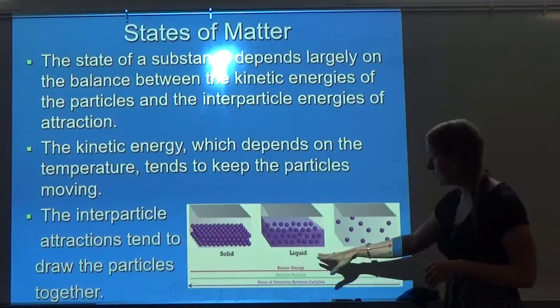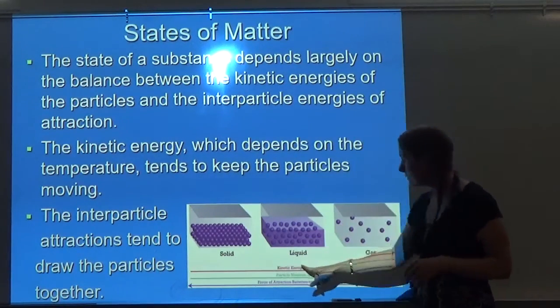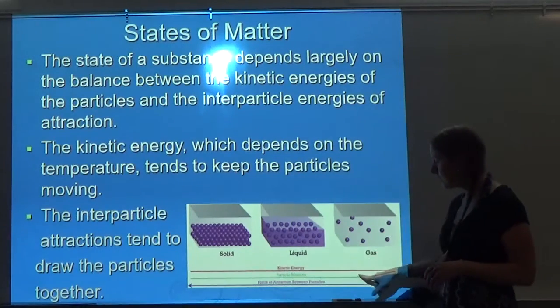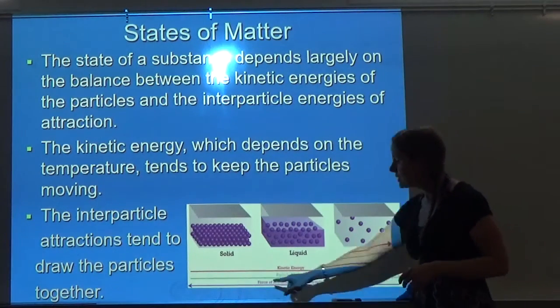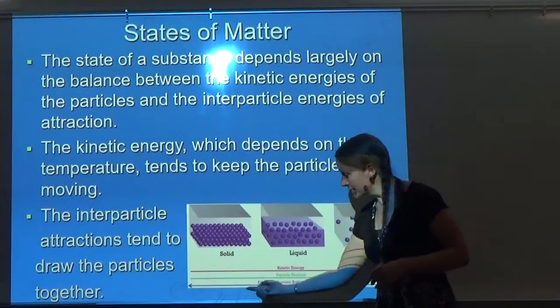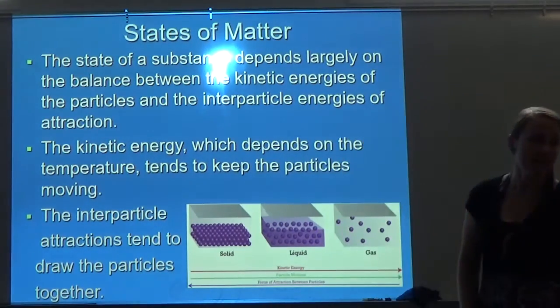So you can look here, this shows that from solid to liquid to gas, we're increasing kinetic energy, which increases particle motion, but there's a decrease in intermolecular forces. Intermolecular forces actually increase going towards the solid.